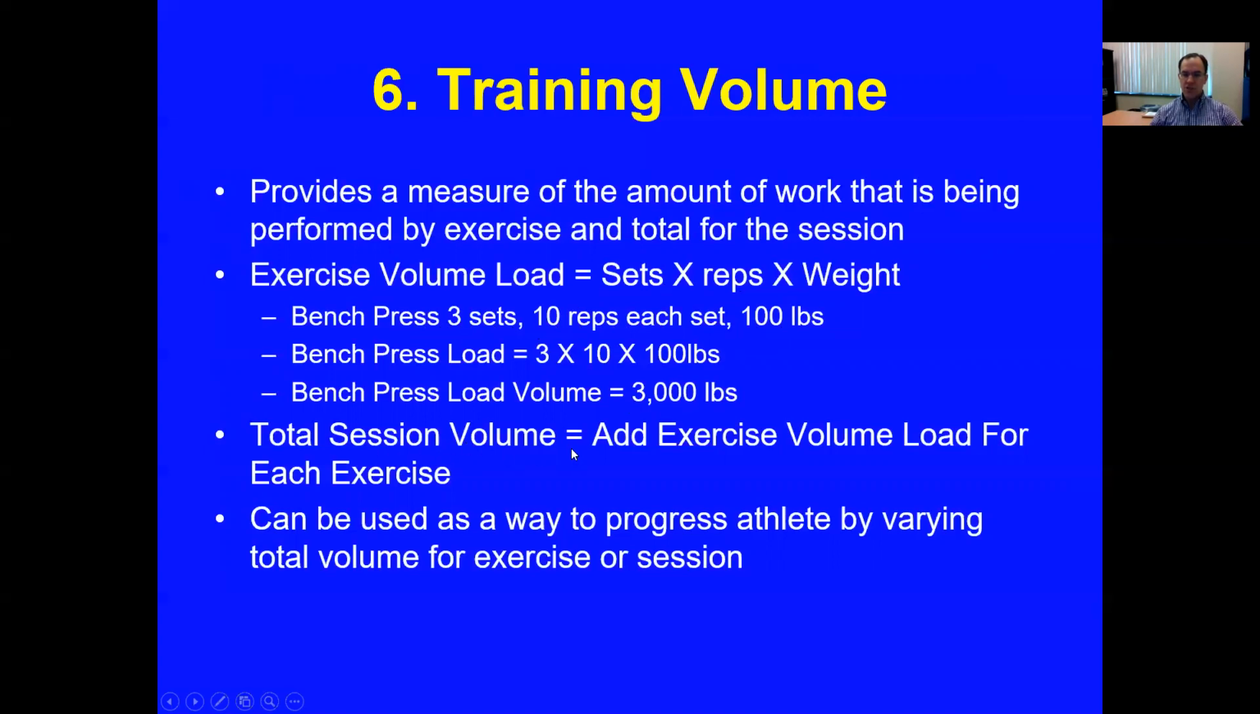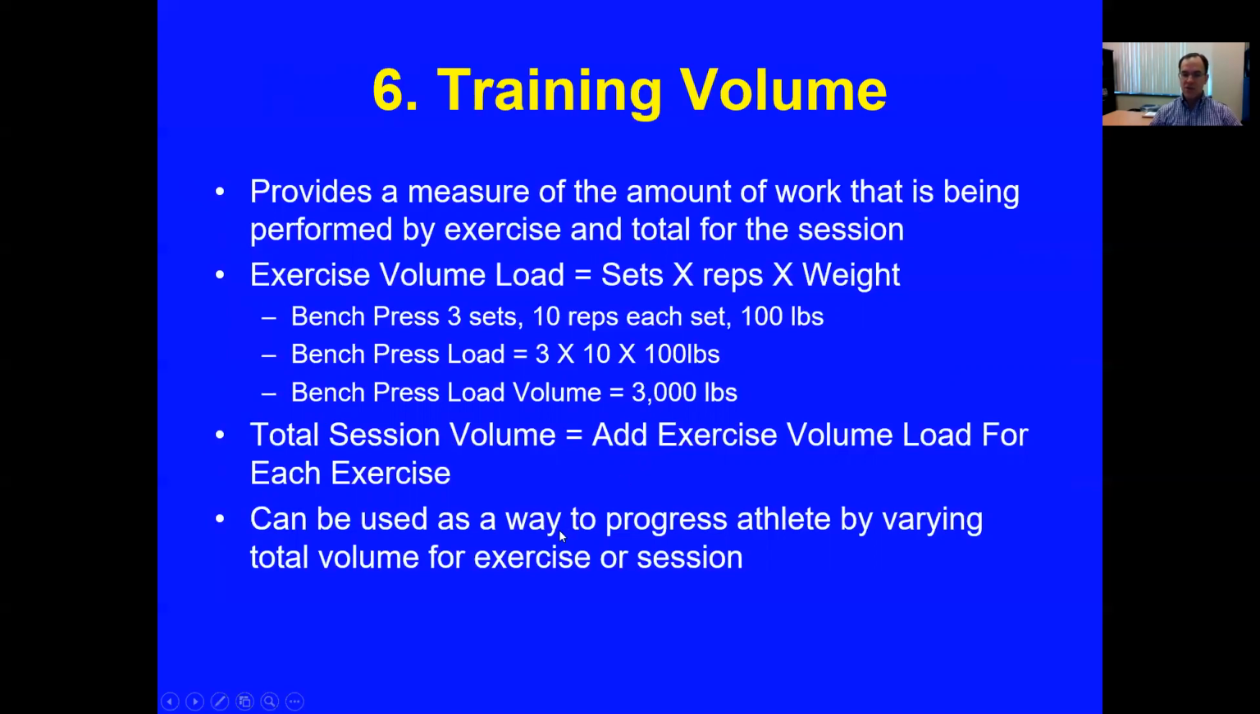For total session volume, you would simply repeat this process for all the exercises, and then add all the total volumes for each exercise up, and that would be your total volume for the day. And the way this is used is effective. It gives you a big picture. It's kind of like minutes of exercise. If someone was going to do aerobic exercise, they went out and did 50 minutes of exercise. Well, this gives you a quantifiable total amount of weight that they lifted.